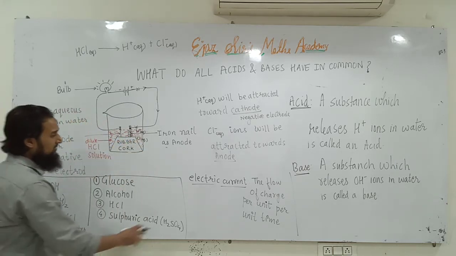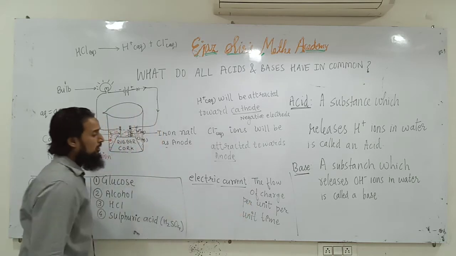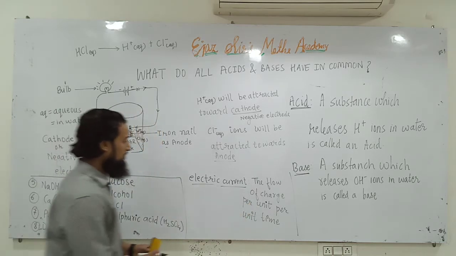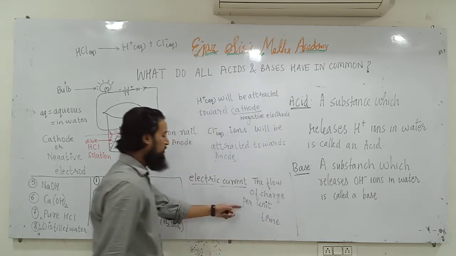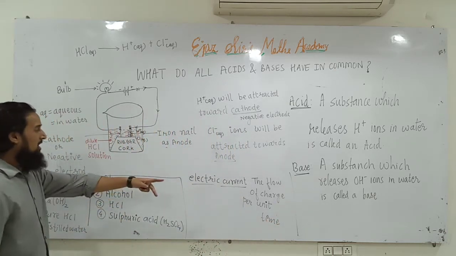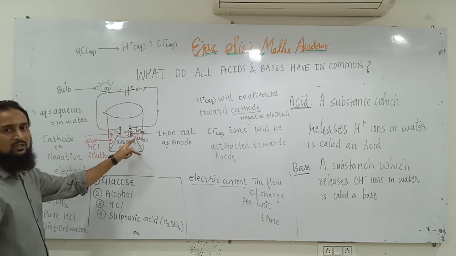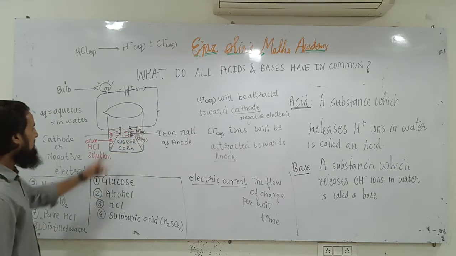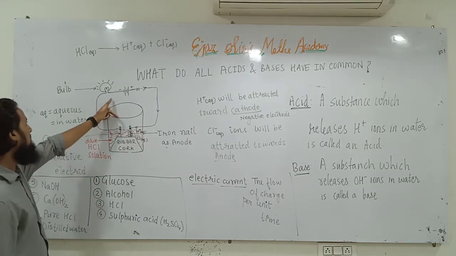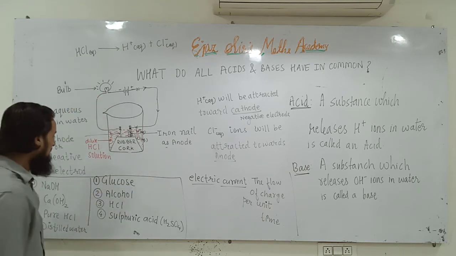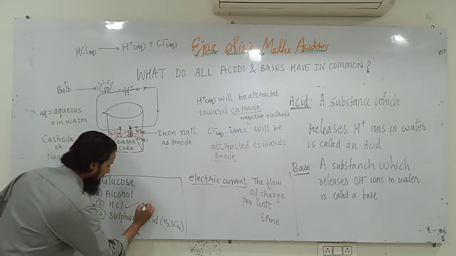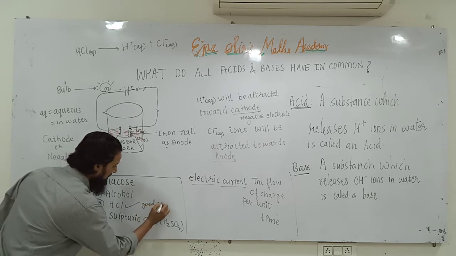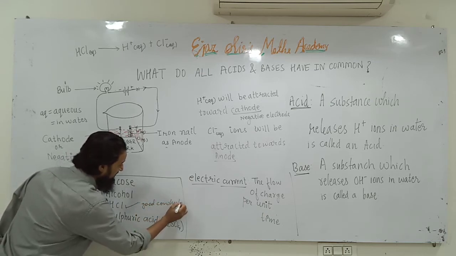And what is the flow of charge called? The flow of charge per unit time in the solution is electric current. That's why electric current will flow through the solution and the bulb will glow. This shows that hydrochloric acid is a good conductor, a liquid good conductor of electricity.